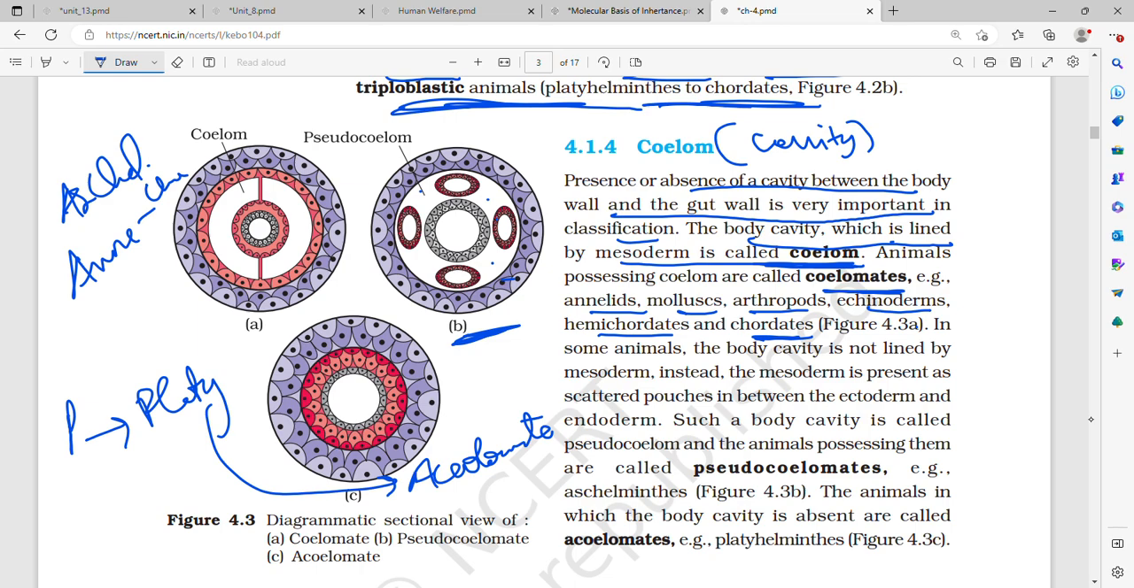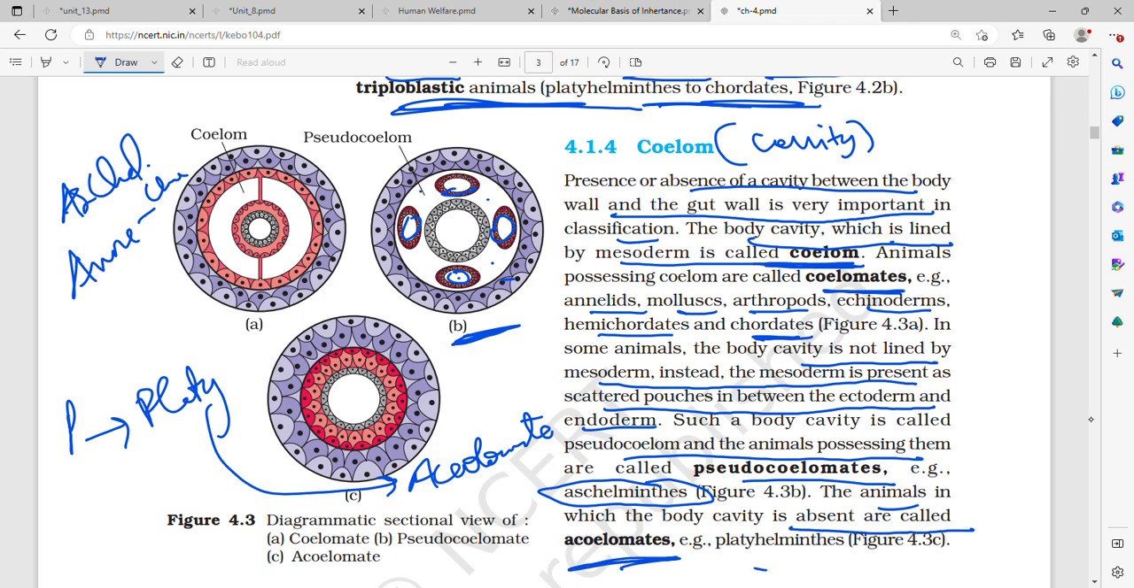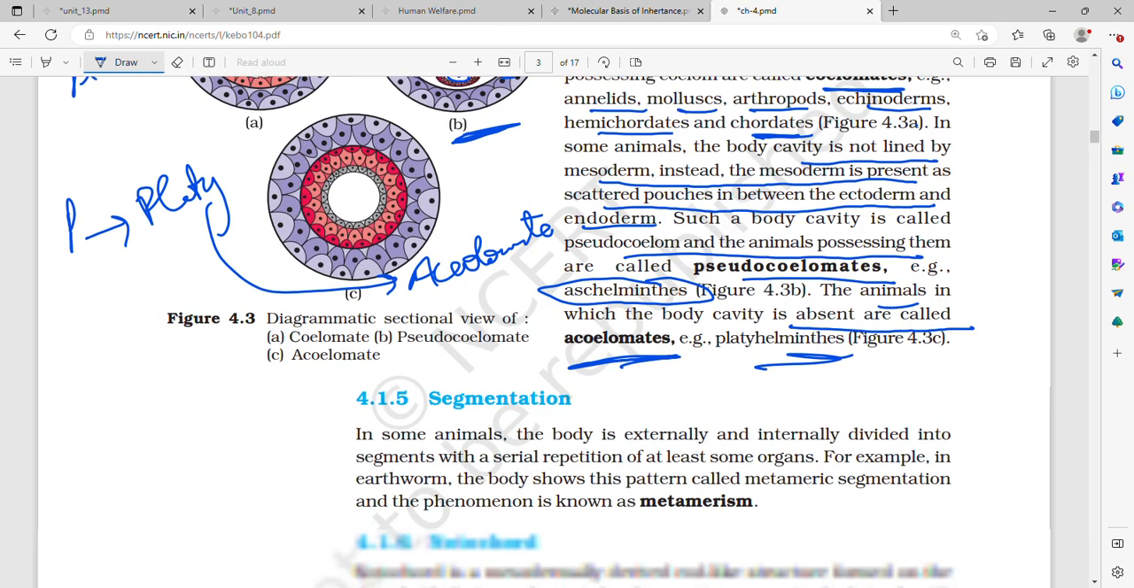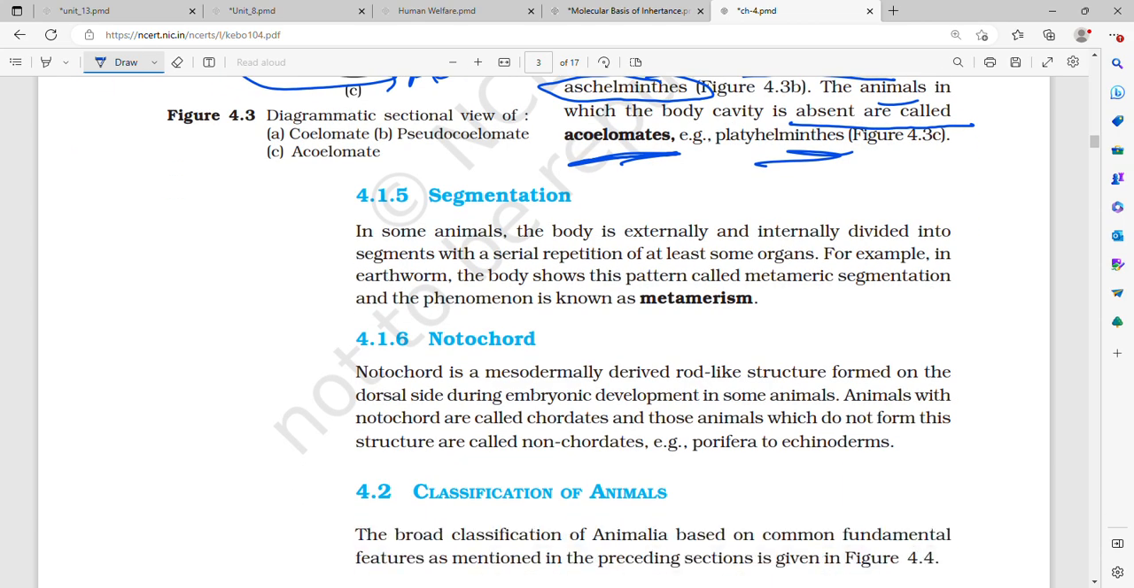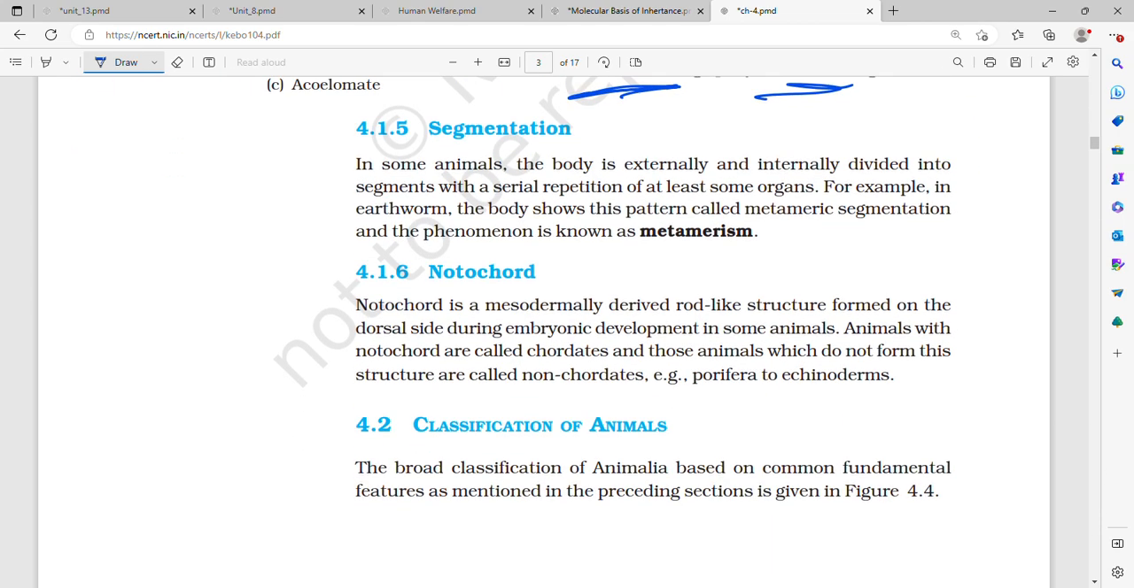Then in some animals, the body cavity is not lined by mesoderm. Instead, the mesoderm is present in scattered pouches in between the ectoderm and endoderm. So there is a cavity, but mesoderm is present in pouches. This is called pseudocoelom, and animals possessing it are pseudocoelomate. Example is Aschelminthes. Then animals in which the body cavity is absent completely are acoelomates. Example, your Porifera till Platyhelminthes.